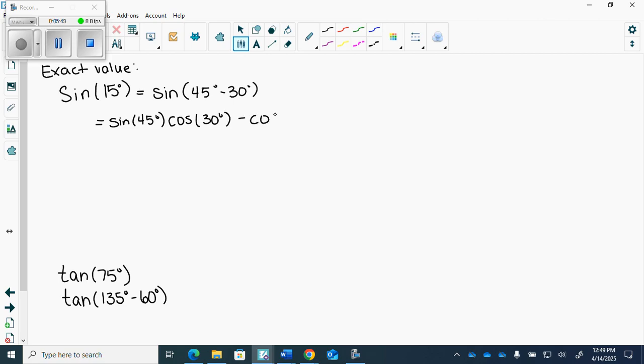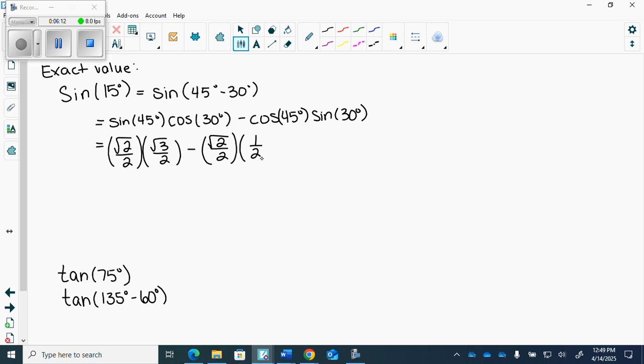Minus cos of 45, sine of 30. All right. So, sine 45 is root 2 over 2. Cos of 30 is root 3 over 2. Cos of 45 is root 2 over 2. Sine of 30 is a half. So we're going to get root 6, because remember radicals: outside times outside, inside times inside, right? Coefficient times coefficient, radicand times radicand, over 4, minus root 2 over 4.